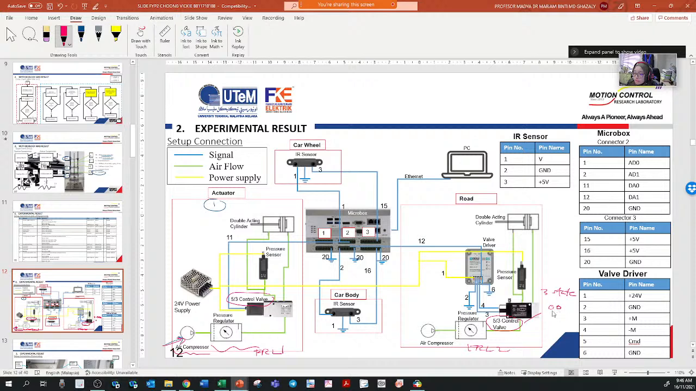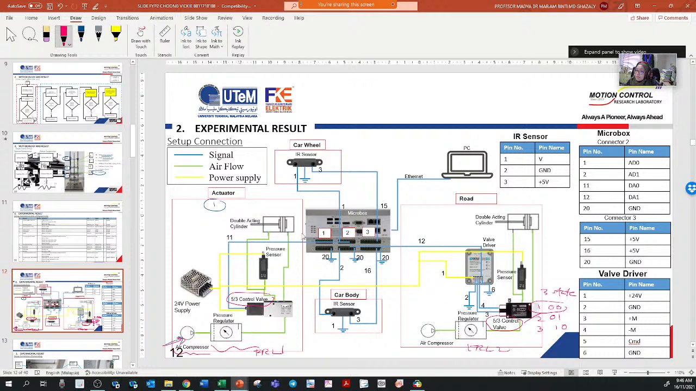It's 0, 0, the first condition. Second condition is 0, 1. Third condition is 1 and 0. So basically, sometimes in the system you don't want any signal to the actuator, so you apply 0, 0. Okay. So that's why sometimes you want to use the 5-to-3 control valve.